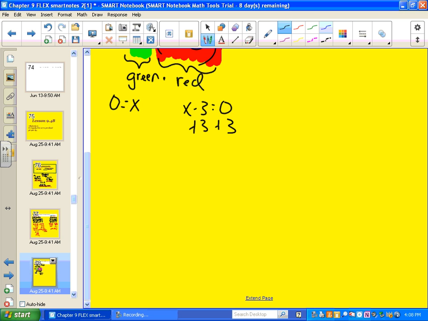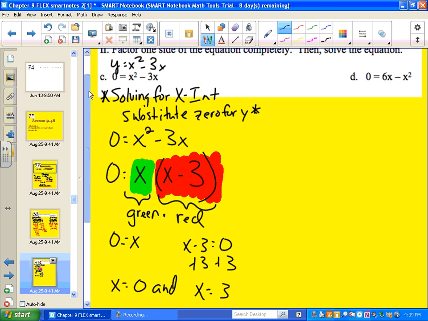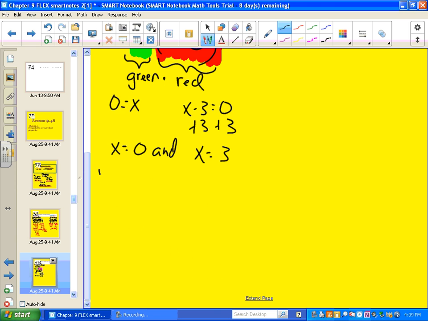We add 3 to both sides. So x equals 3, and this one over here is pretty simple. There's nothing to do. So we just have x equals 0. So x equals 0 and x equals 3. Now, since we're solving for x-intercepts, we want to write our answer as an ordered pair. Remember, an ordered pair is x comma y. This is how your answer should look.